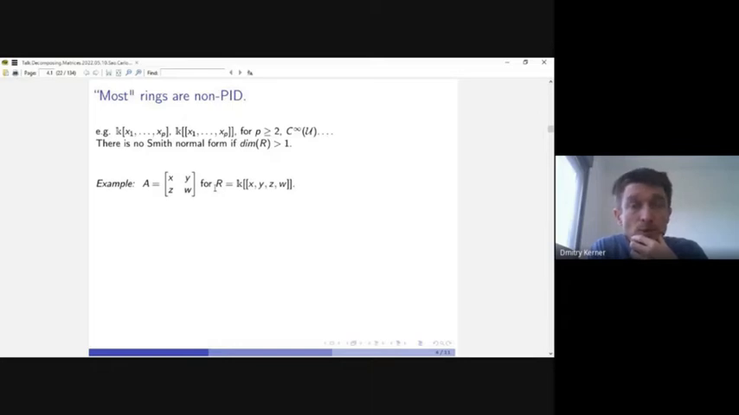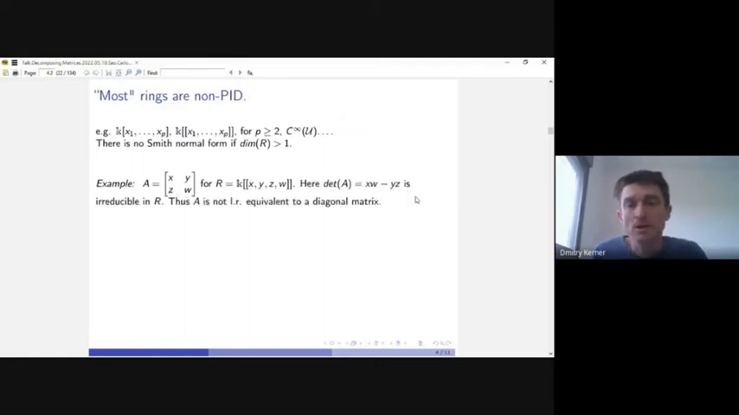So once again, the problem is that in most cases of interest, there is no Smith normal form. For example, take this ring, take this matrix of indeterminates, and here is the determinant, and it is just irreducible. We cannot break it into pieces. And as the determinant is irreducible, there is no hope to bring this matrix to a diagonal matrix, not even to an upper triangular matrix, because the determinant is irreducible.